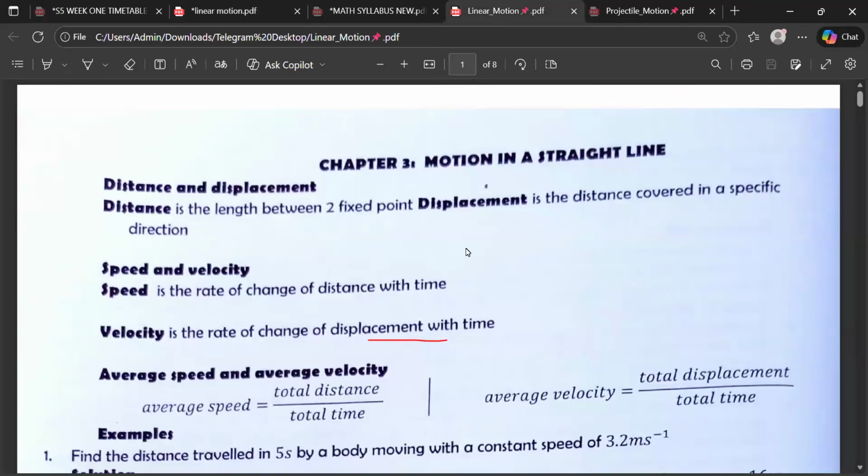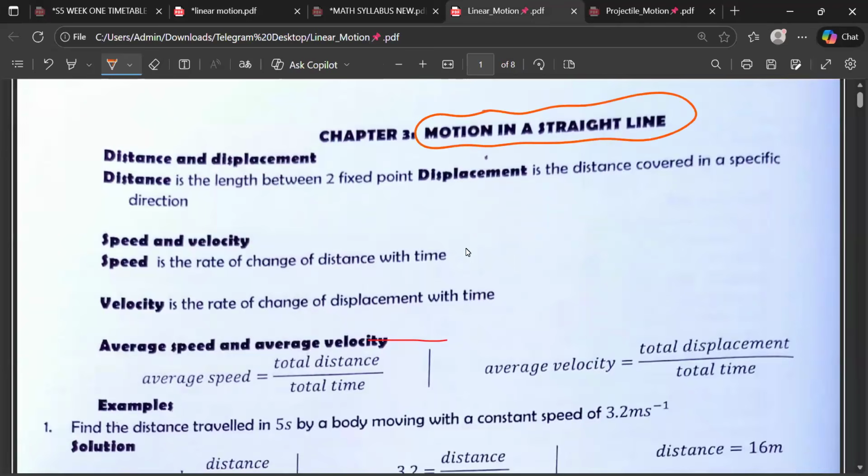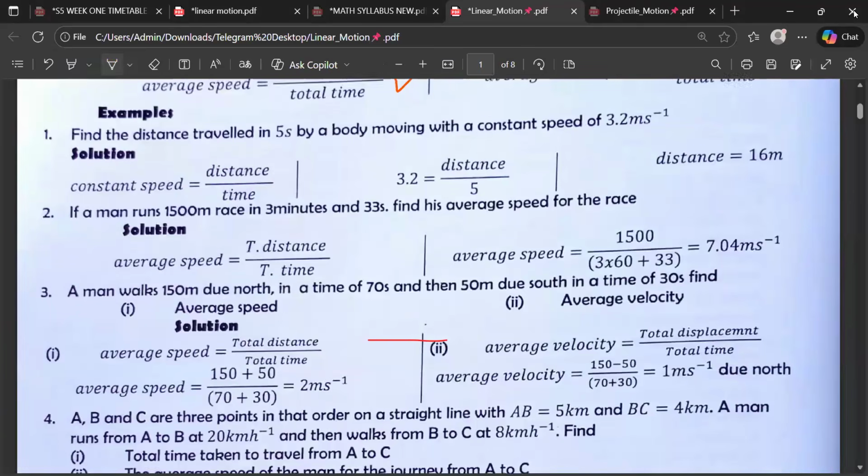Linear motion. So you can see motion in a straight line. Hope you're seeing my screen. And thank you for maintaining numbers above 100 up to this point. Okay. Now, distance, length between two fixed points, that one was covered. Speed was defined, velocity was defined, the formulae were given. We don't have time to read, you read on your own.